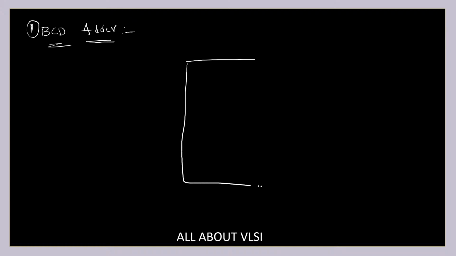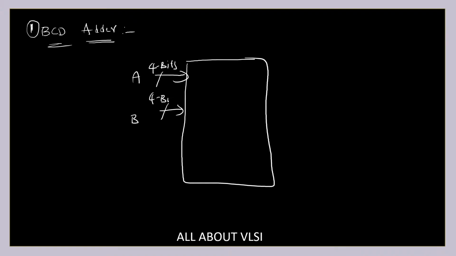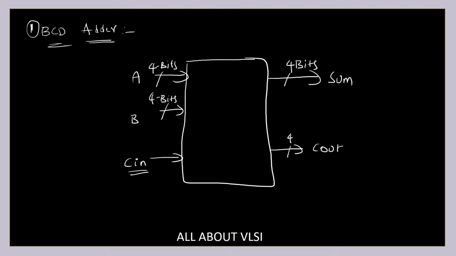Let's say I'm going to have a circuit like this. In our BCD adder, I'm going to have 4-bit inputs. One is A, which is of 4 bits, and another is B, which is also of 4 bits. I'm also going to have something known as C, the initial carry, and an output sum of 4 bits, and C out, which is of 1 bit. This is my BCD adder block diagram.